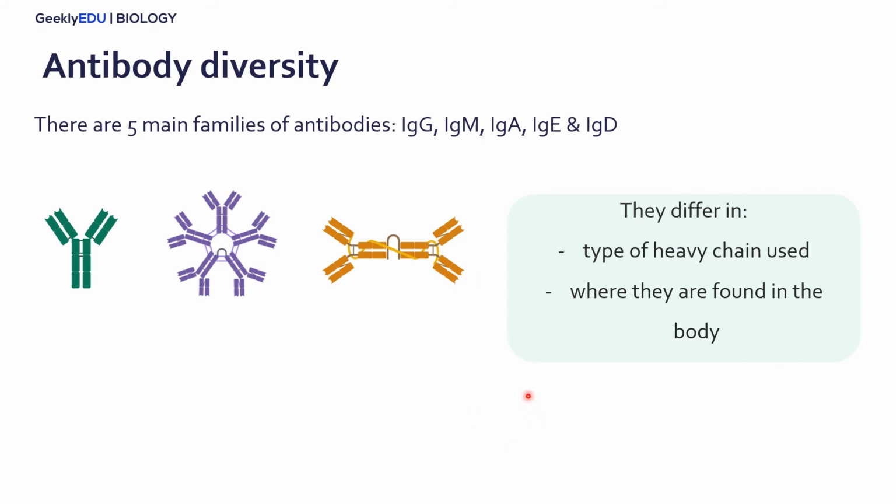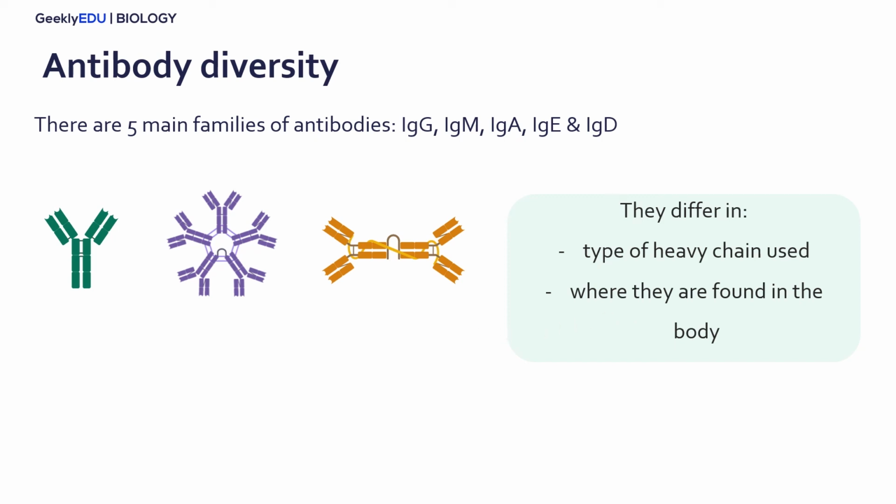Now, antibodies come in 5 main forms or families, and they are the IgG, IgM, IgA, IgE, and IgD, and they mainly differ in the type of heavy chain that is used. So while they each have at their core this Y shape, the Y shape can be composed or created into other shapes, such as shown here and here, and they're also usually found in different parts of the body.